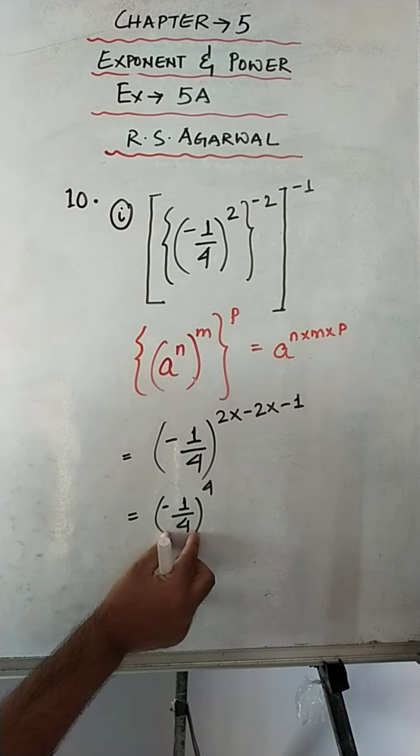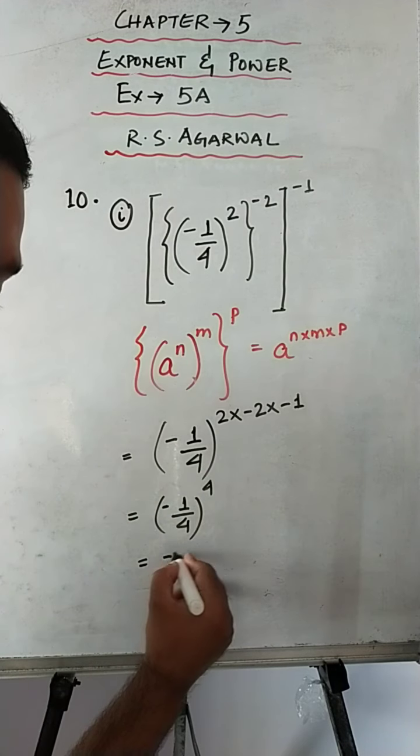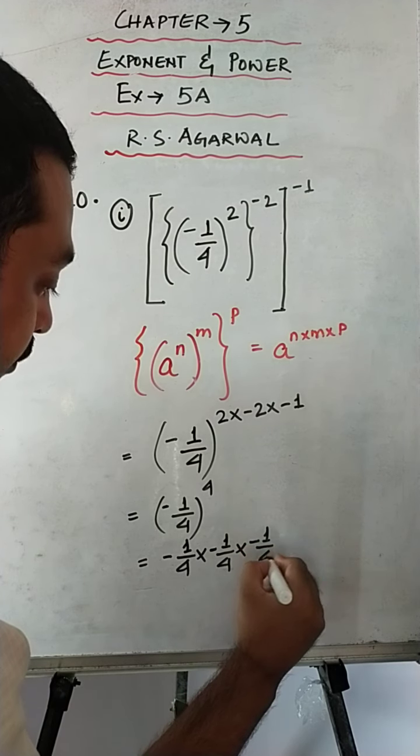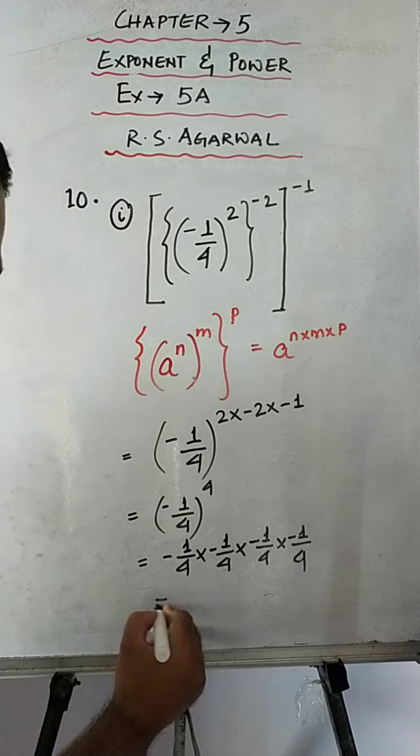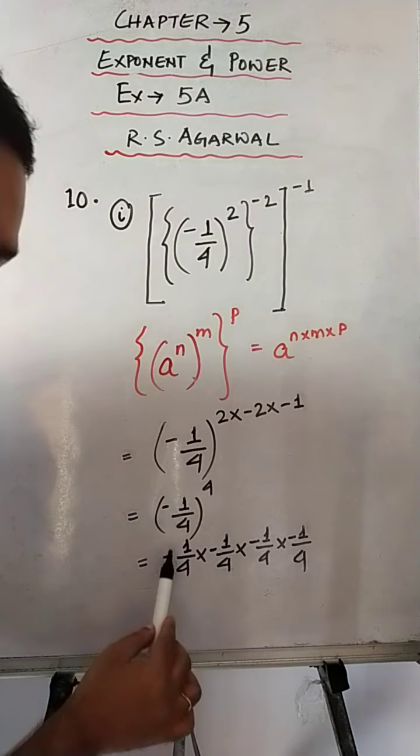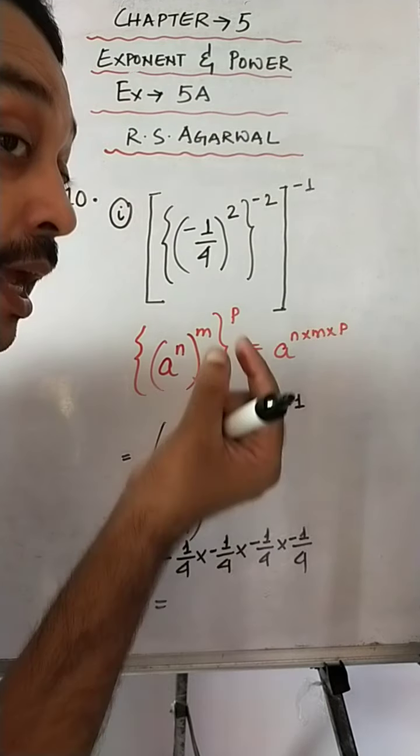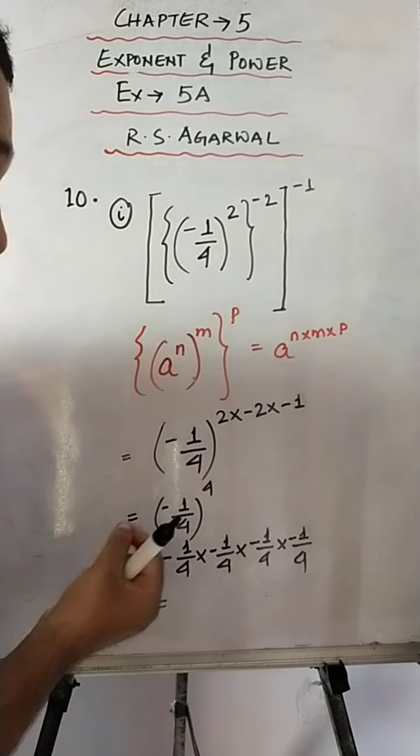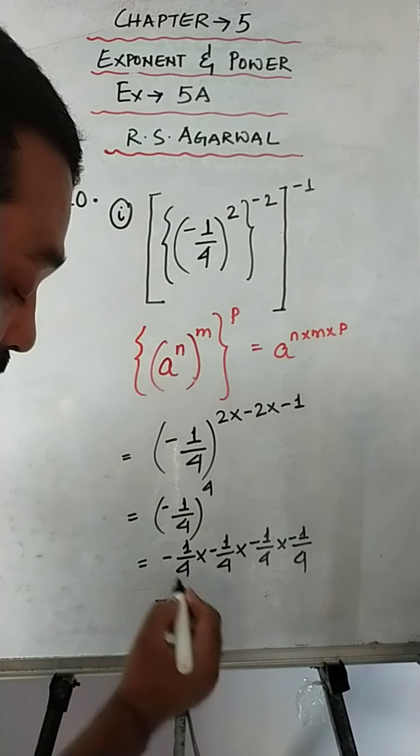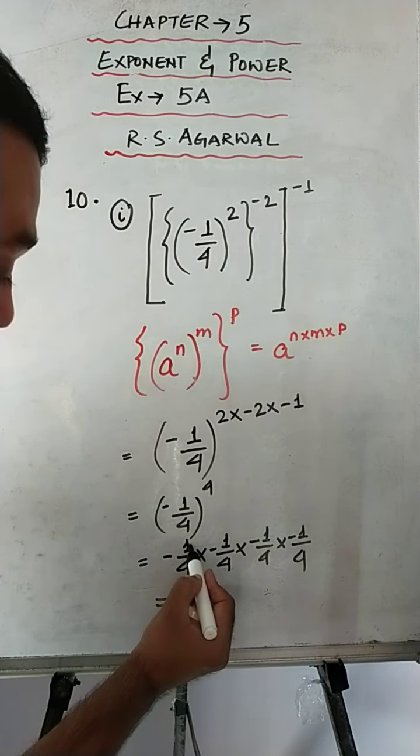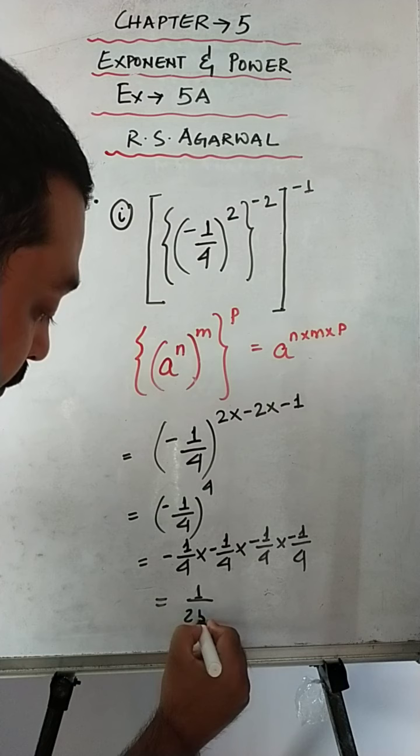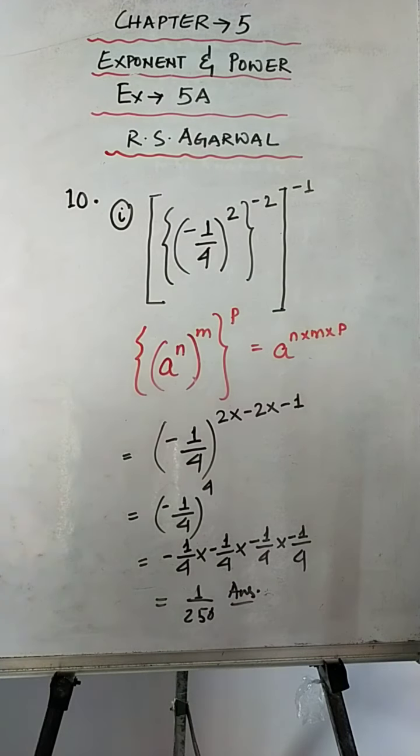Now how many times we have to multiply the base? What is the power given? 4 times we have to multiply. That is 1 by 4 into minus 1 by 4 into minus 1 by 4 into minus 1 by 4. So now the first thing that you have to do, you have to see how many minus signs are there. So count it. 1, 2, 3, 4. 4 is an even number. So when the number of minus signs is even, your answer will always be in the positive form. So no need of giving any sign. So now multiply all the numerators. 1 into 1 into 1 into 1 is 1. 4 into 4 into 4 into 4 is 256. So this is your required answer, students.